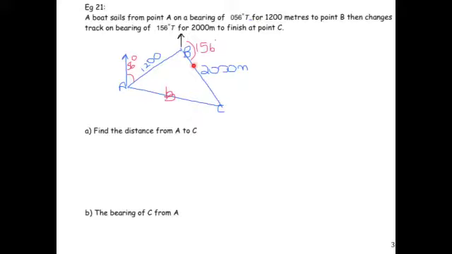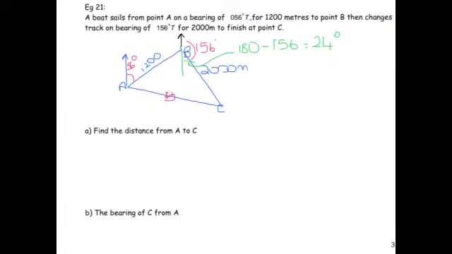So this is the trick with using bearings. We've got to somehow use the bearings that we know to find this angle here. And the way we can do that is use the bearings we're given and use the fact we've got the north-south line. Because this is 180 degrees, and we know this little bit here is 156 degrees, from the BC line to the north-south line is 180 take away 156. So this angle here is 180 minus 156, which is 24 degrees.